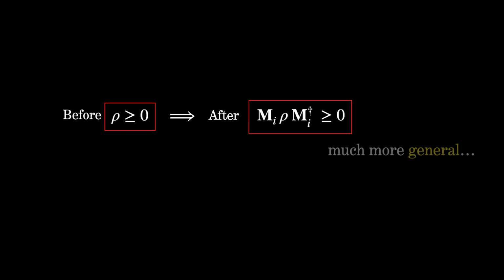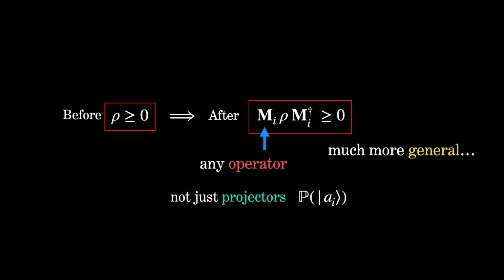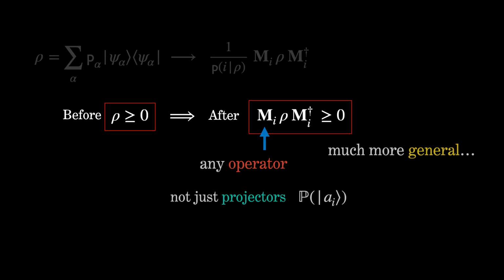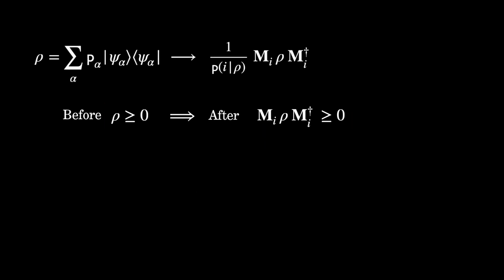This is obviously a much more general transformation, since Mi could be any operator, not just projectors. So let's use this to give a more general description of the post-measurement state that corresponds to outcome i, rho i. This makes sense, because whatever may happen to a system, including the process of measurement, it must still end up in some quantum state or a classical ensemble of them. And this could always be described by a statistical operator, which is positive.